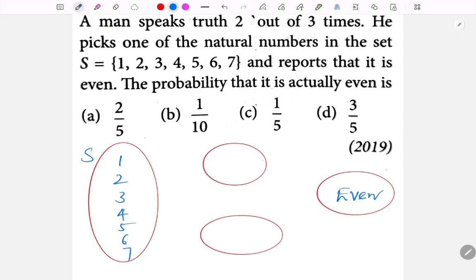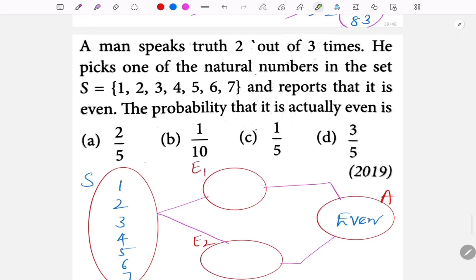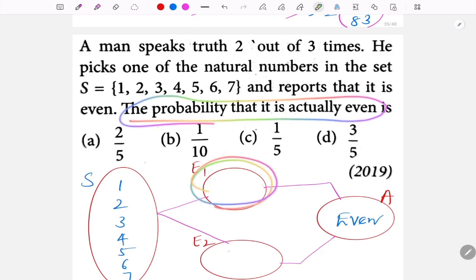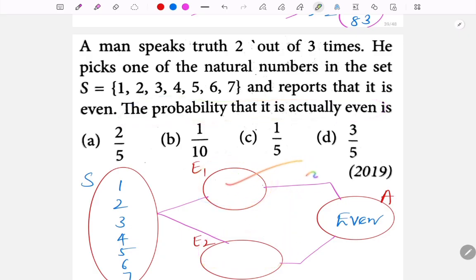It means, let us take this event name as, according to our general story, A. This event name is even, then it is E2, right? From this one even, and this one E2, right? And they were both reporting even. Now first one, they are asking the probability that it is actually even. Observe, actually even means either it should be even or it should be odd, right? Your choice. Suppose if it is even, then it should be odd. So first one I am taking even.